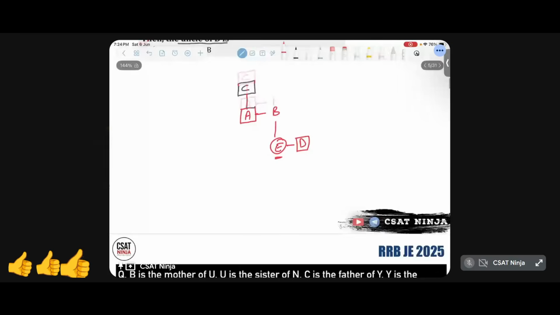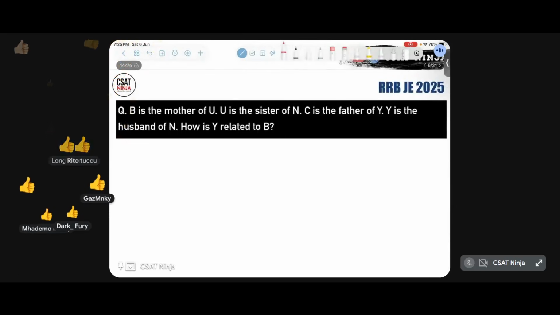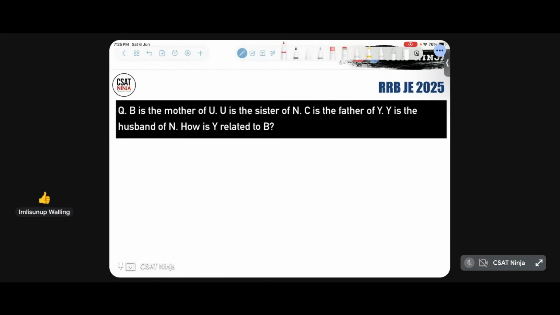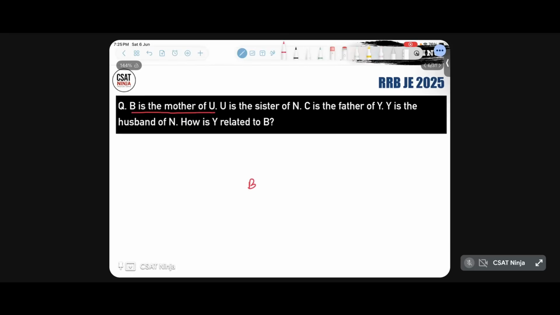Okay. Next one. It is from RRB J 2025, which is a railway-based question. So let's look at the question here. What does the question say? B is the mother of U. So which means B is the mother, one generation above U. I don't know the gender of U still now. Next, U is a sister of N. U is the sister of N here.